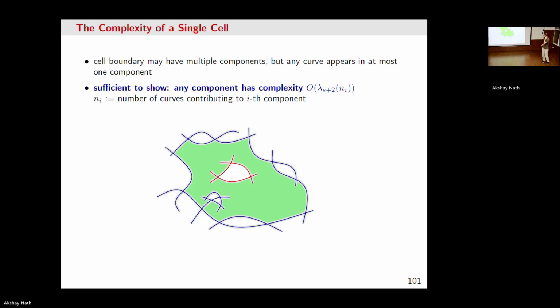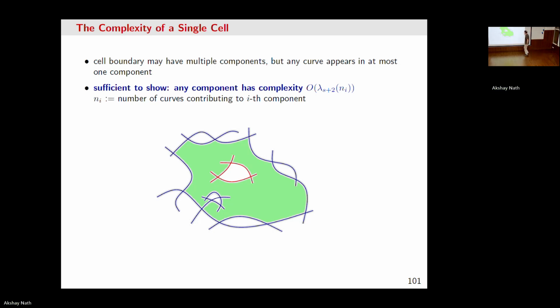So the first observation is that, if I look at a single cell, there are also these holes inside the cell. And the complexity of this cell is sort of the complexity of the outer boundary plus the complexity of this hole. And maybe there's another hole. But I can just do these things separately, and then add the bounds.